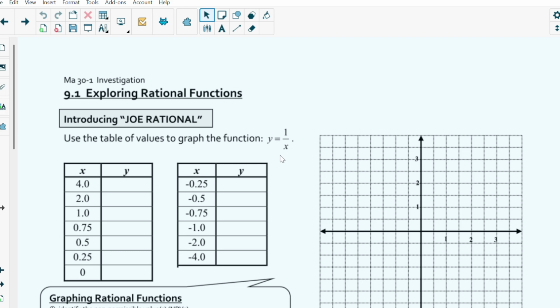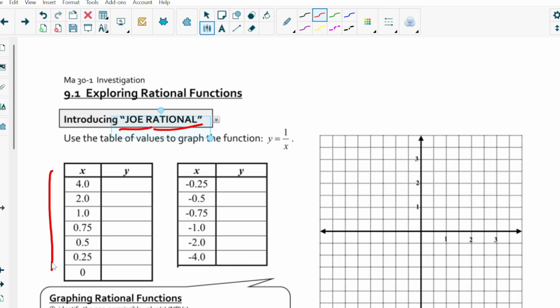Hi everyone, 9.1 Exploring Rational Functions. Here we are. Let's go over the basic rational function, which I'll call everyday Joe rational. Use the table of values to graph the function y equals 1 over x. So here are my x values. The associated y values, I'll just fill those in.